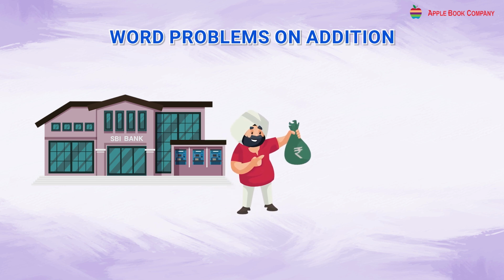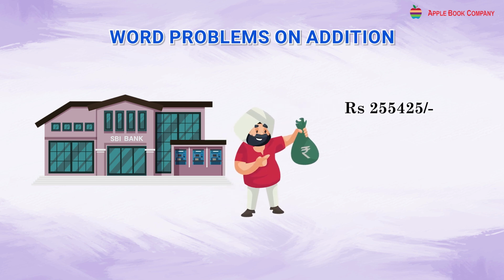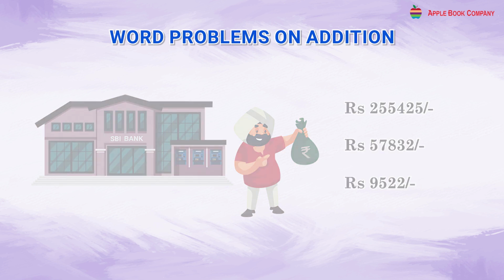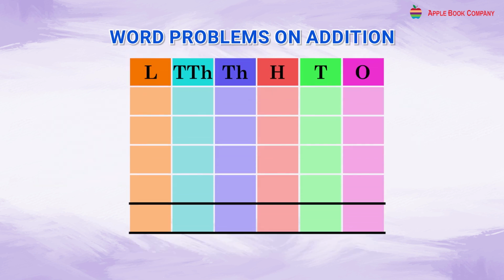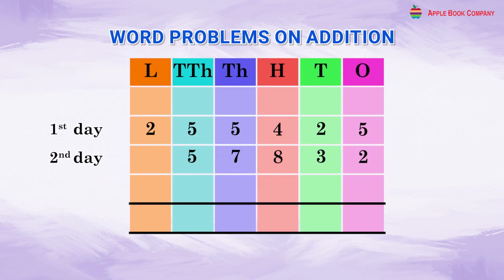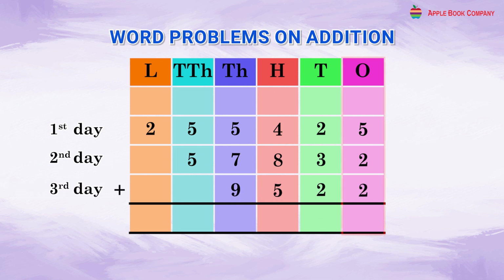Mr. Singh withdrew 2,55,425, 57,832 and 9,522 from the SBI on 3 successive days. How much money does he withdraw from the SBI in all? Arrange the numbers withdrawn in column form and start adding from ones.